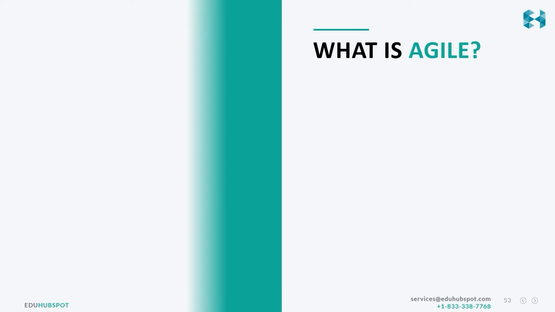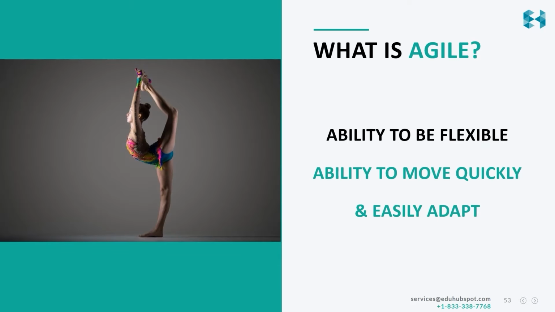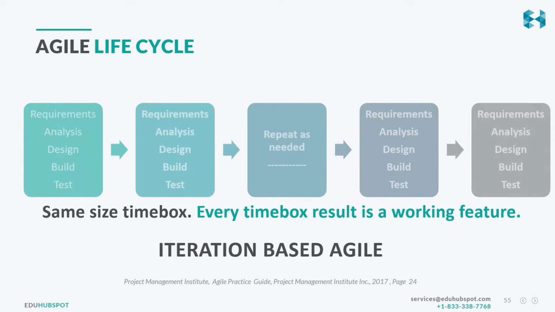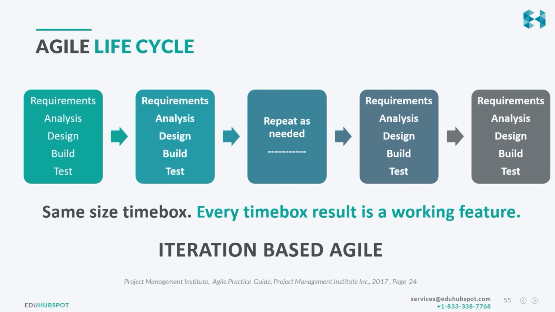I want to tell you what agile is. Agile is all about flexibility. Agile is all about acceptance, embracing the change. That's what agile is, right? How quickly you can adapt to a situation. So basically, as I told you, agile is a combination of both iterative and incremental life cycle.